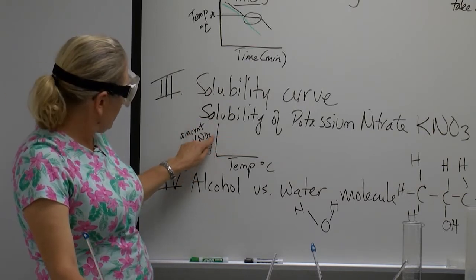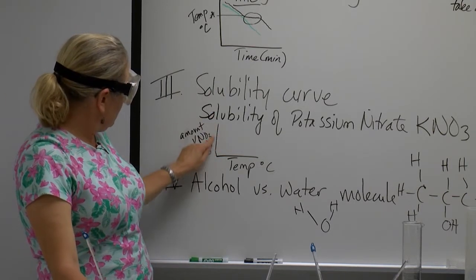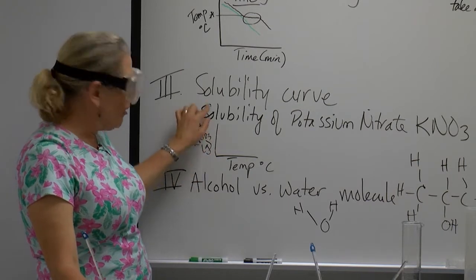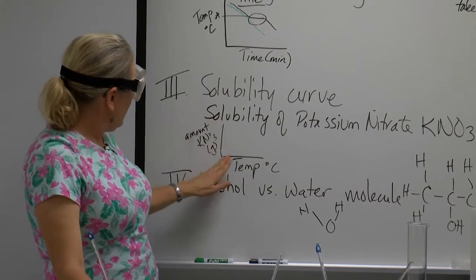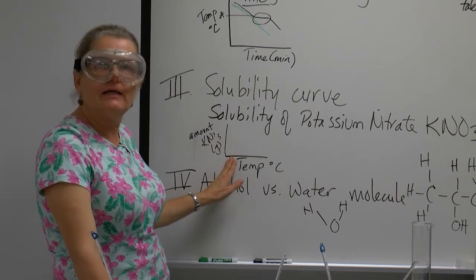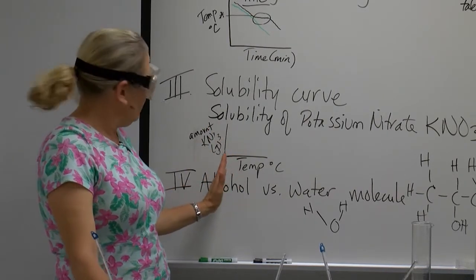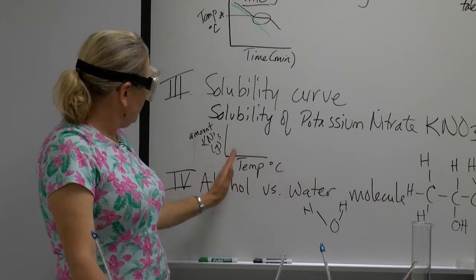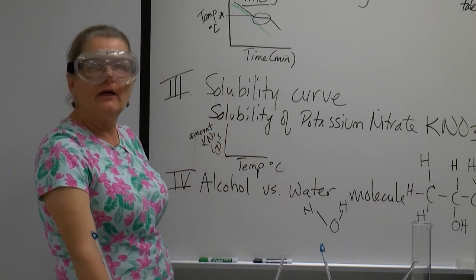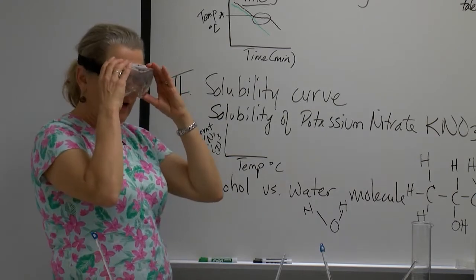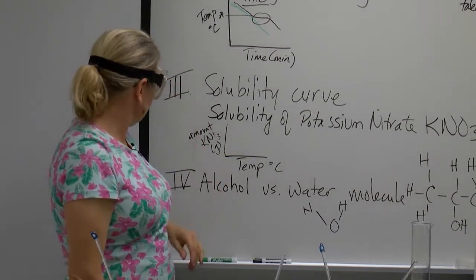Make sure that you use a good scale here, a good range. Okay, you're going from 0 to 15. Temperature in degrees Celsius, you'll look at the data, and then you will put that here, and you will make your solubility curve. I will provide the data for that.